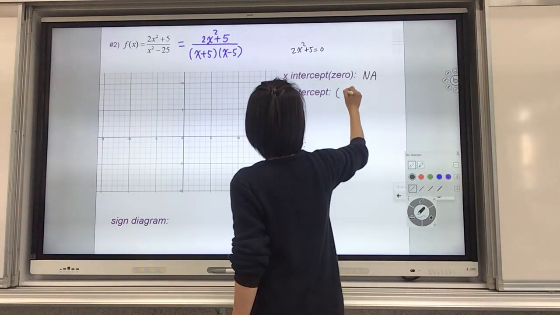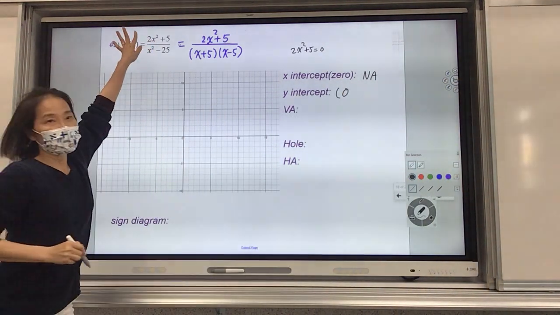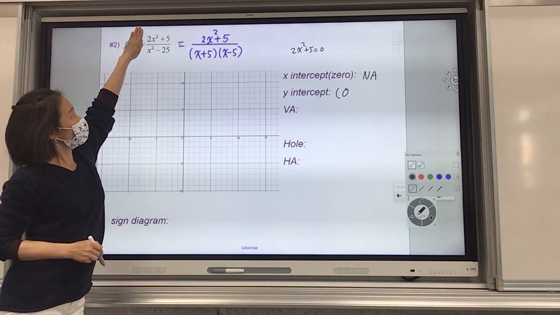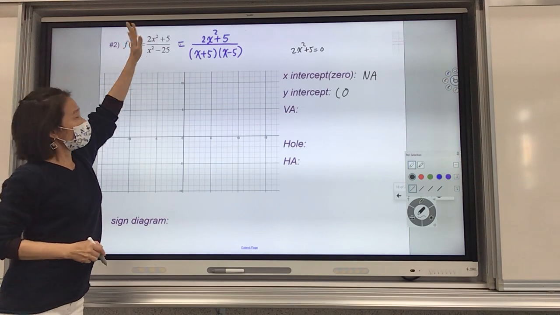Y-intercept? Substitute x equals 0. I like to go to the beginning here. It's easier, right? All the terms with x are gone. Negative 1 over 5.